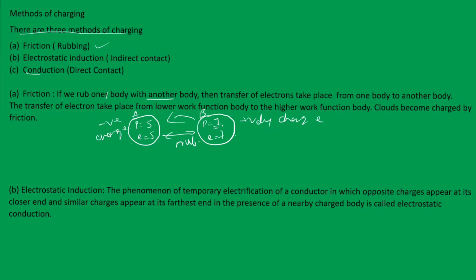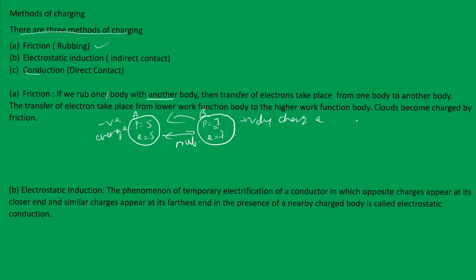Whenever you say a body is positively charged, it means the number of protons is more compared to the number of electrons. In this case, body A had 5 electrons, now it will be 7, and protons are 5. So A has become a negatively charged body, because for a negatively charged body, the number of electrons must be more. So this is how you can understand. Cloud is an example of friction.